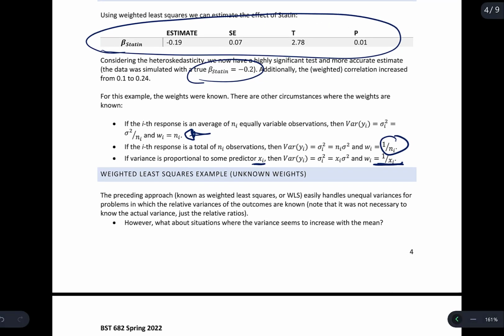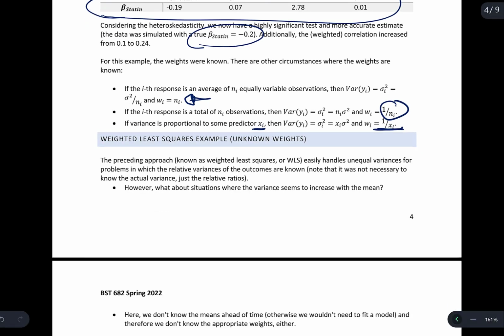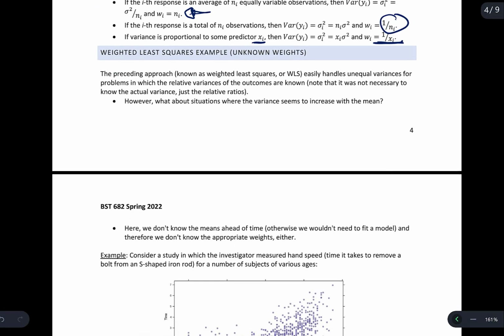But what about if the weights are unknown? So the preceding approach, known as weighted least squares or WLS, easily handles unequal variances for problems in which the relative variance of the outcomes are known. And one thing to note here is it was not necessary to know the actual variance, just the relative ratios to them. And so just like in that last example, we know that the relationship to one another was probably based on how many patients were in the practice. We didn't actually know the variances of each of those practices.